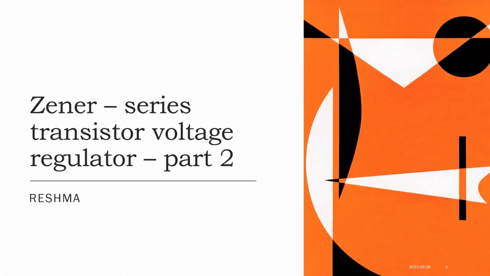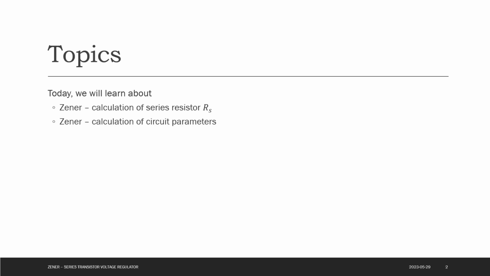In our previous video, we saw that as the load decreases, the regulator reaches its operating range limit. Its range can be increased by changing the series resistor Rs. I am Reshma, and in this video, we will see how this resistor can be calculated. Today, we will learn about Zener calculation of series resistor Rs and of its circuit parameters.